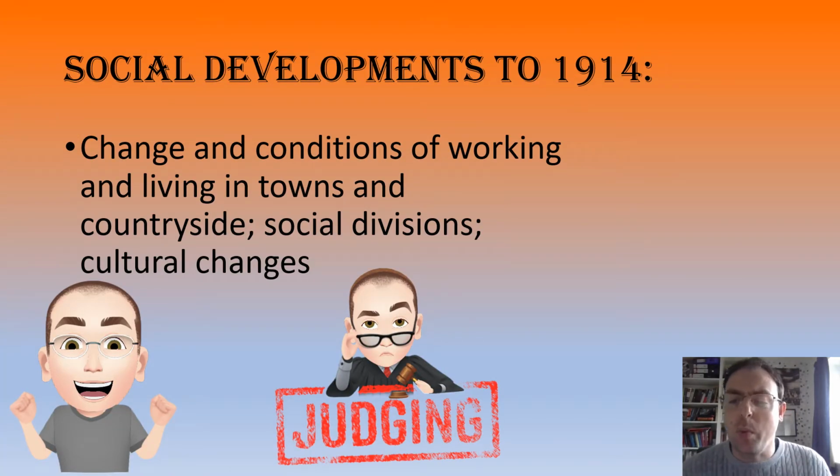So what we need to look at in this particular video is social developments to 1914, and the specification says that we should look at changing conditions of working and living in towns and countryside, social divisions and cultural changes. So we're going to do all of that and make sure that we've got a decent understanding of exactly what is going on in Tsarist Russia at this time, and how society is developing and moving forwards or not.